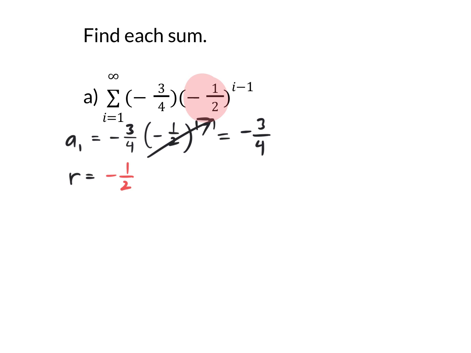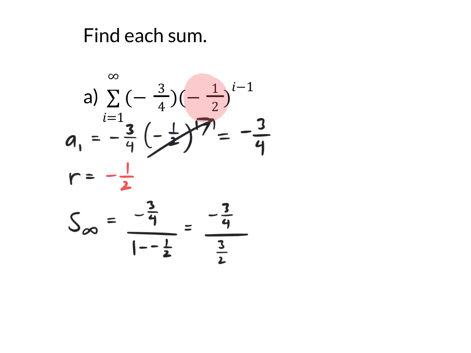And that's all I need for my formula. So the summation of all terms is going to equal negative 3/4, or A1, divided by 1 minus negative 1/2. If I simplify this, I get negative 3/4 divided by, if I add these together, 3/2.